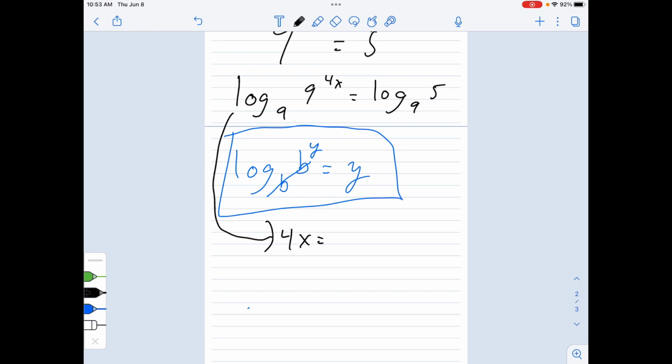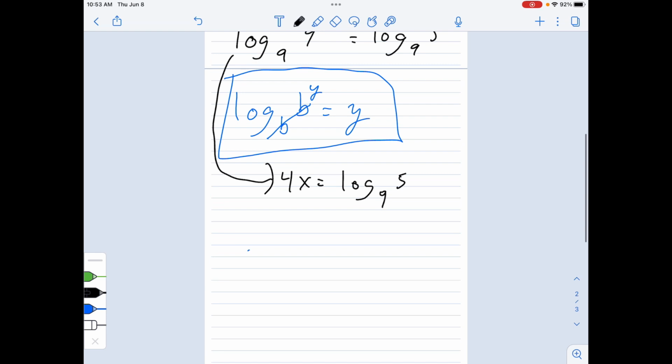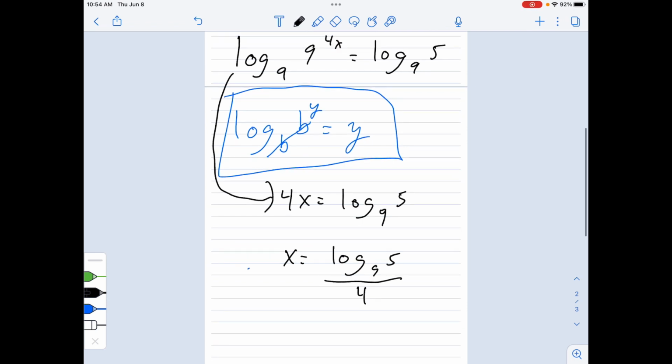That's 4x. Then on this other side, you have log base 9 of 5, which we can't really simplify much. We can approximate it, but that's about it. And I'm going to go ahead and divide both sides by 4. And that's it. Your answer would be log base 9 of 5, over 4.